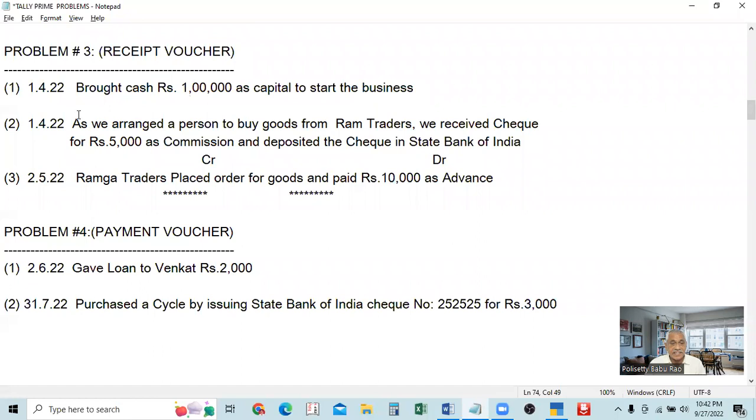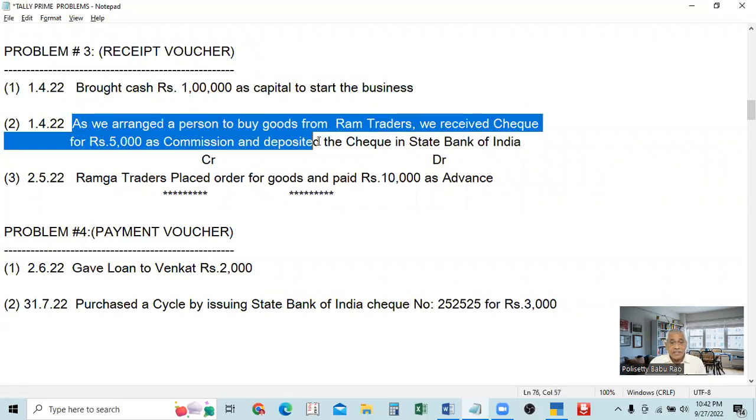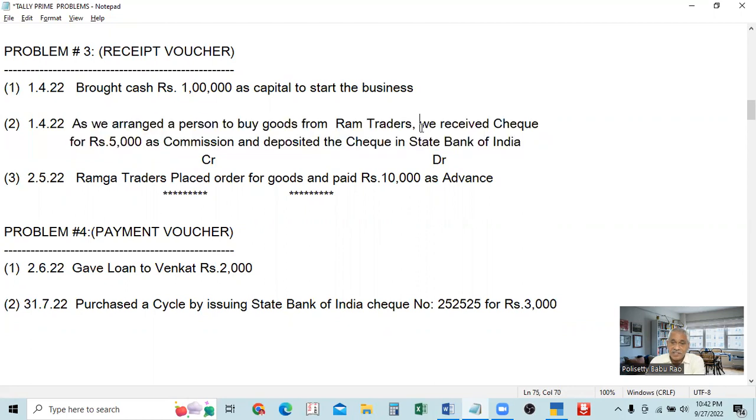Go to the second transaction. Yes, these are the transactions from the beginning itself. In this case, we arranged a person to buy goods from RAM traders. So RAM traders are selling, and we arranged a person to buy from them, just like an agent. So we received a check for 5,000 rupees as commission from RAM traders for arranging the purchasing person. They paid us commission by check.